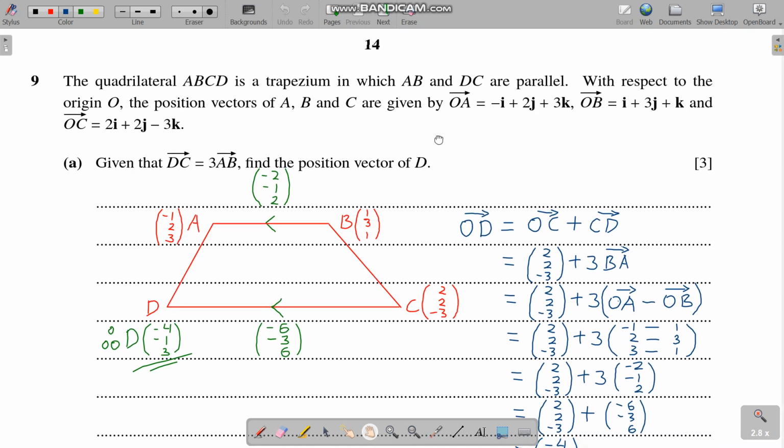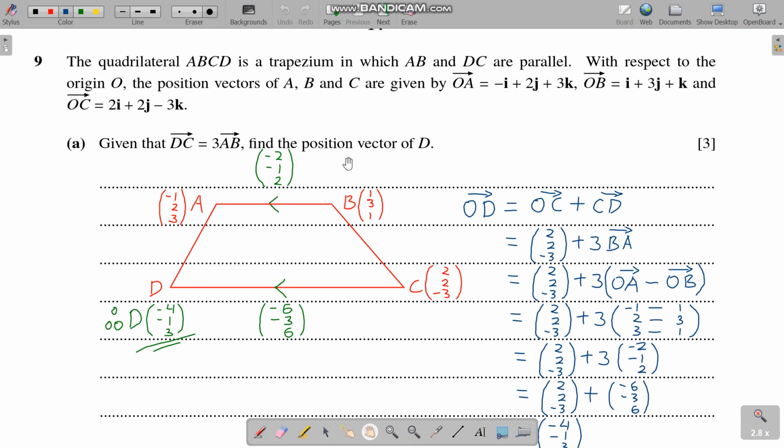The quadrilateral ABCD is a trapezium in which AB is parallel to DC. We have the position vectors of A, B, C. Given that DC equals 3AB, find the position vector of D. So, just draw a simple diagram first. Trapezium ABCD, DC is 3 times AB.